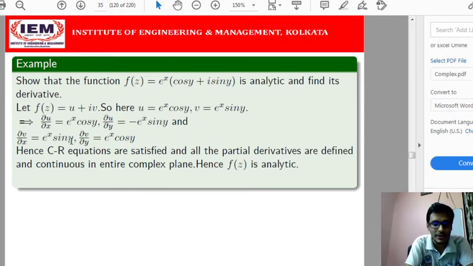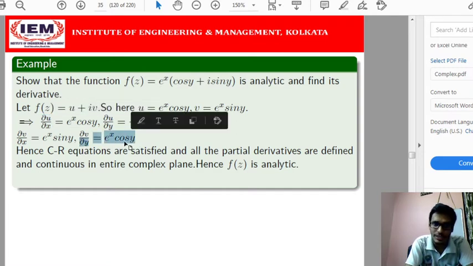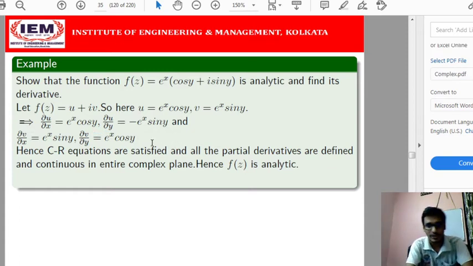So what is the Cauchy-Riemann equation? The first Cauchy-Riemann equation is du/dx equals dv/dy. Here du/dx is e to the power x cos y and dv/dy is e to the power x cos y. So they are equal. The first equation of the Cauchy-Riemann equations is satisfied.